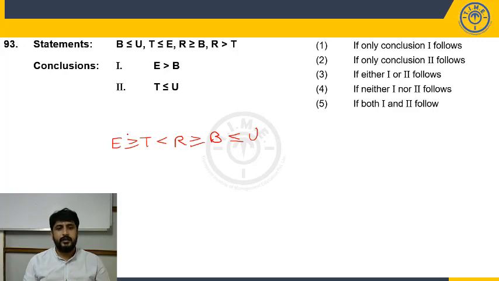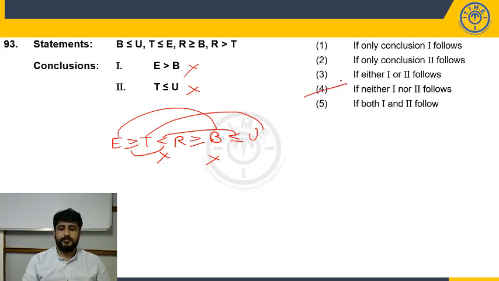E greater than B. Between E and B, we have opposite signs. So it does not follow. T less than or equal to U. Between again T and U, we have opposite signs. Does not follow. Neither 1 nor 2. These 2 are opposite signs. These 2 are opposite signs. Does not follow. Choice 4.